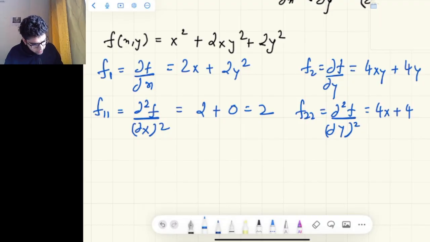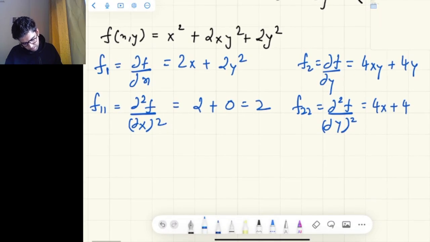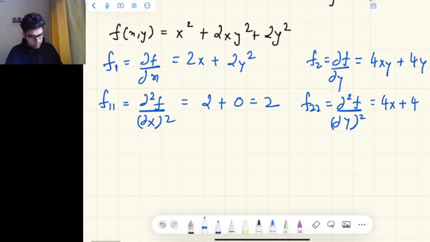Let me just see if I've made any mistake. Yes, this was my function: x squared plus 2x, y squared plus 2y squared, 2x plus 2y squared, 4xy plus 4y, 4x plus 4, right? Now let's just find f12 is equal to f21.